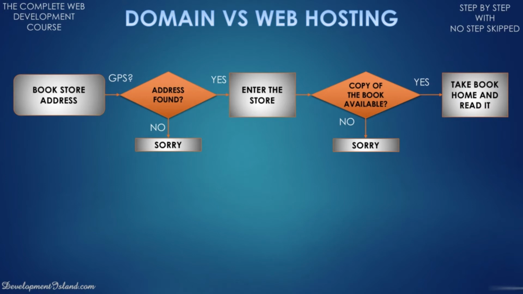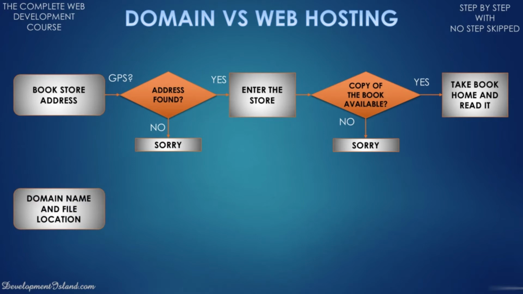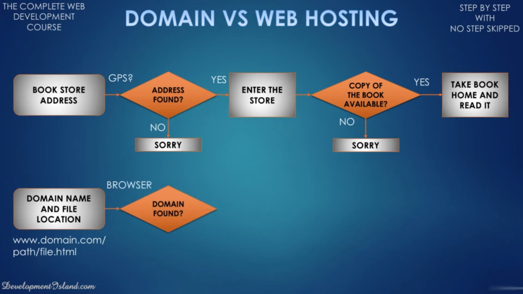So this simple example can be converted to the example of a domain or a URL typed by a user to access a website. The URL has got a domain name and a file with the file location on the server. When you type this, the browser is going to look for the domain name first. Now the domain name is the equivalent of the address of the bookstore. So every single domain on the internet has got its own address.